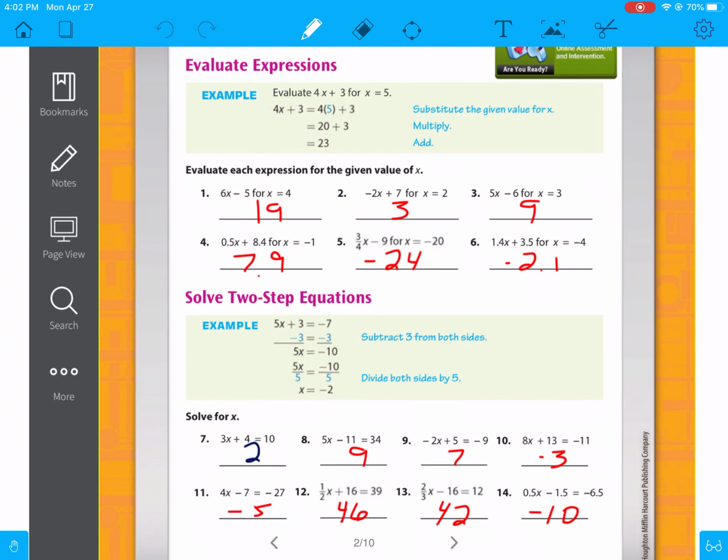So basically for the Are You Ready, all you have to do is plug in your x and solve the problem. So for the first one, 6x minus 5 for x equals 4. All we have to do is plug in a 4 for our x. So it would be 6 times 4 minus 5, and then just solve it. 24 minus 5, 19. That's it.